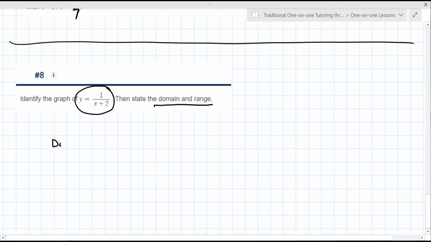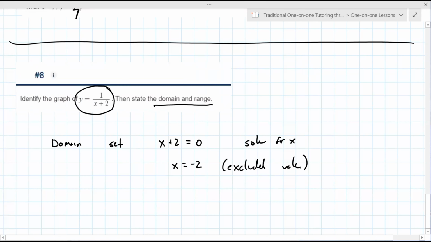For the domain, you set the bottom equal to 0. You set x plus 2 equal to 0. And then you solve for x. So x equals -2. This is the excluded value. So on your screen, your domain is everything but -2.